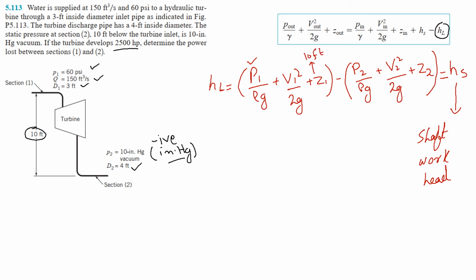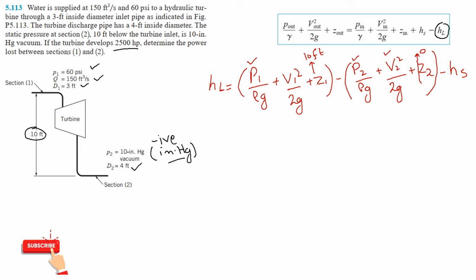The pressure at P2 is given in terms of inches of mercury, so we will have to convert this, but it is given. V2 needs to be found out, and Z2 is at 0, so Z2 will be equated to 0, and our shaft work head can be written in terms of rate of work transfer per mass flow rate. So this term, this HS, can be written in terms of W dot over rho G Q. So this rho G is for gamma and this Q is for volumetric flow rate. We can write it like this as we mentioned when we were comparing the Bernoulli and the energy equation.